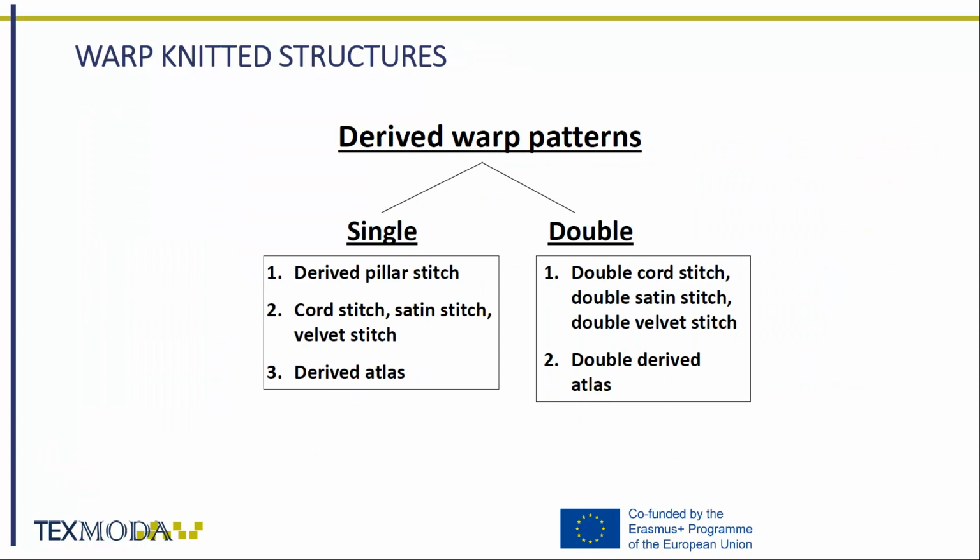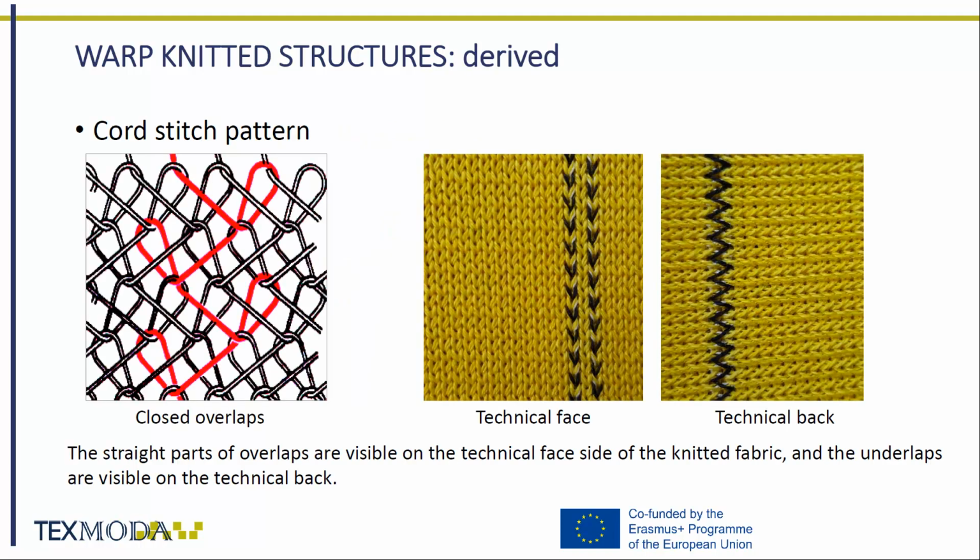Derived warp knitted patterns are made of the basic patterns by missing one or more needles between two overlaps. In derived patterns, underlaps are longer than the corresponding basic patterns. In the case of alternating laying, each yarn is laid on every third needle in turn and creates cord stitch pattern.